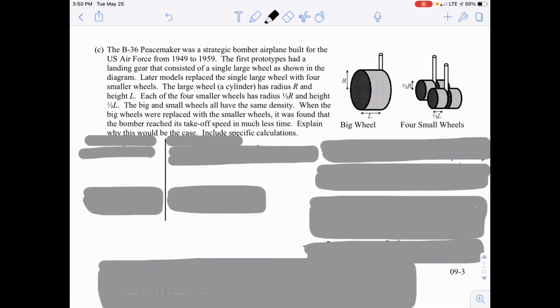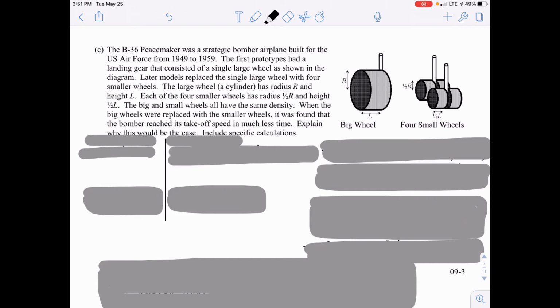Part C. The B-36 Peacemaker was a strategic bomber airplane built for the U.S. Air Force from 1949 to 1959. The first prototypes had a landing gear that consisted of a single large wheel, as shown in the diagram. Later models replaced the single large wheel with 4 smaller wheels.